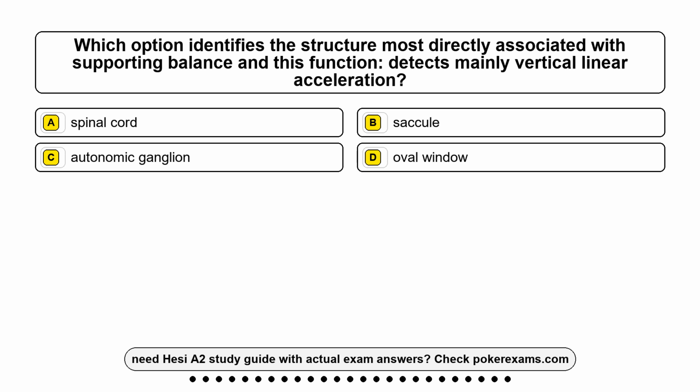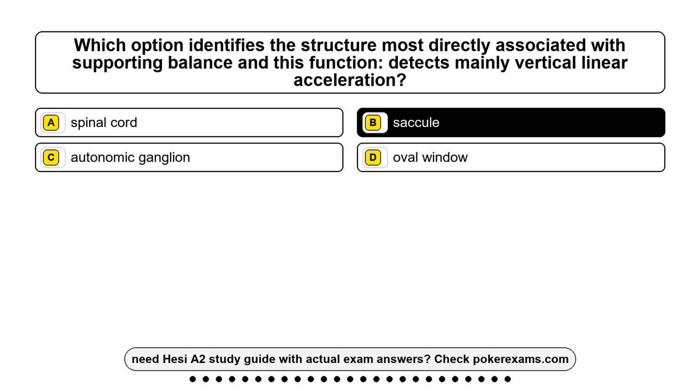Question 13. Which option identifies the structure most directly associated with supporting balance in this function, detects mainly vertical linear acceleration? Option A, spinal cord. Option B, saccule. Option C, autonomic ganglion. Option D, oval window. The correct answer is option B, saccule.